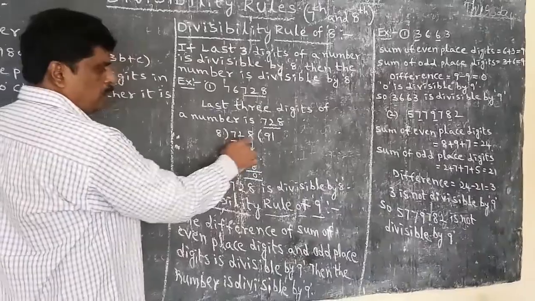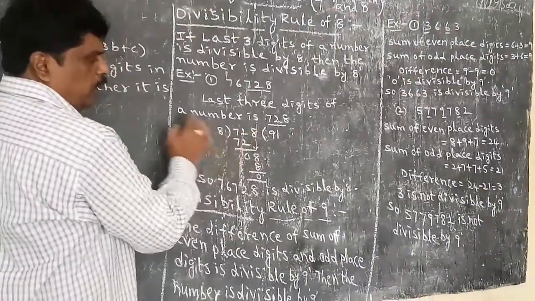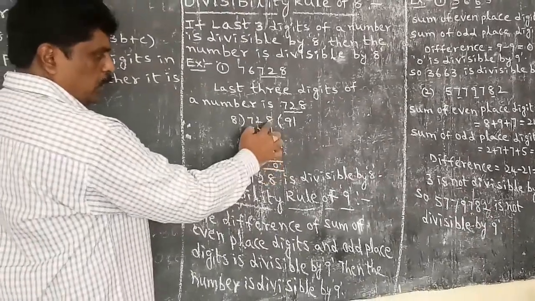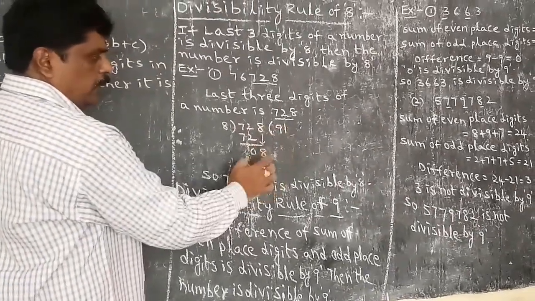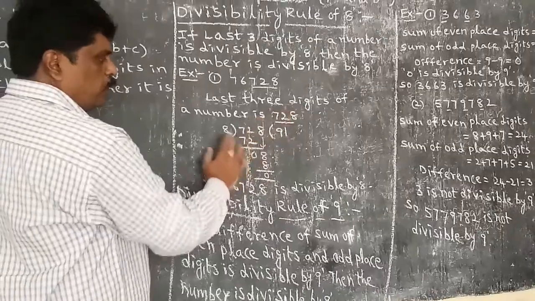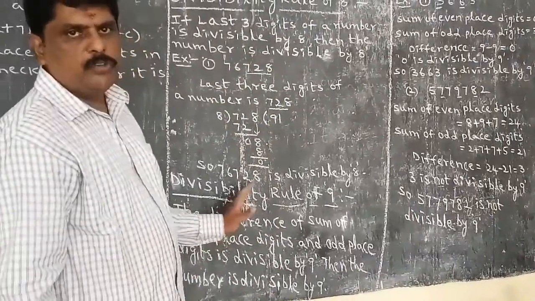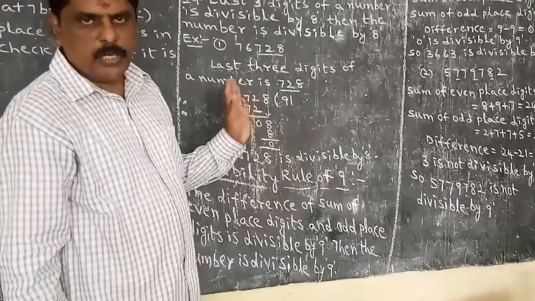So I divide 728 by 8. 8 nines are 72. The remainder is 0. I have to put the 8 here. 8 ones are 8. So 728 is divisible by 8. So the total number 76,728 is divisible by 8. All of you understand or not?